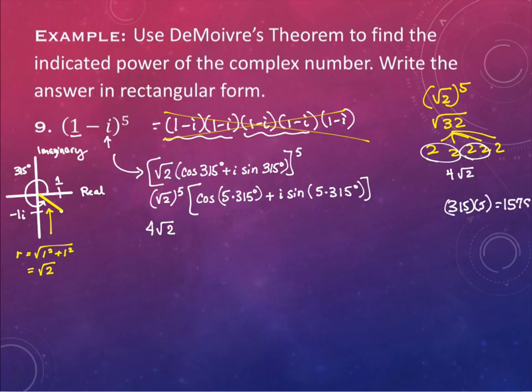1,575. That's pretty big, isn't it? It's certainly bigger than my 360. So we're going to have to do something about that in a little bit. So I've got cosine of 1,575 plus i sine of 1,575. Now, 1,575 is certainly not within the 0 to 360. So how do we get it to be within 0 to 360?